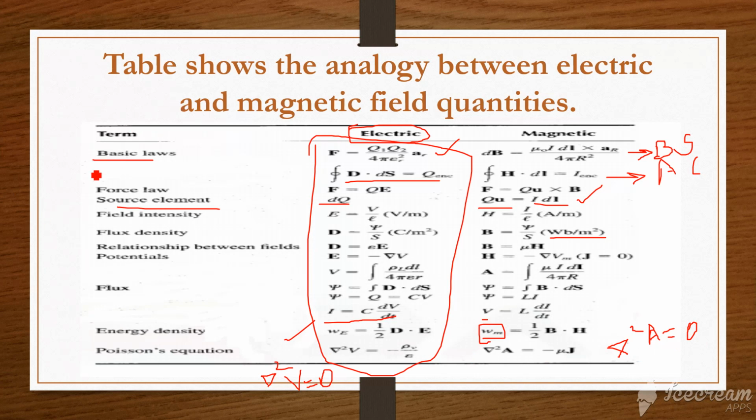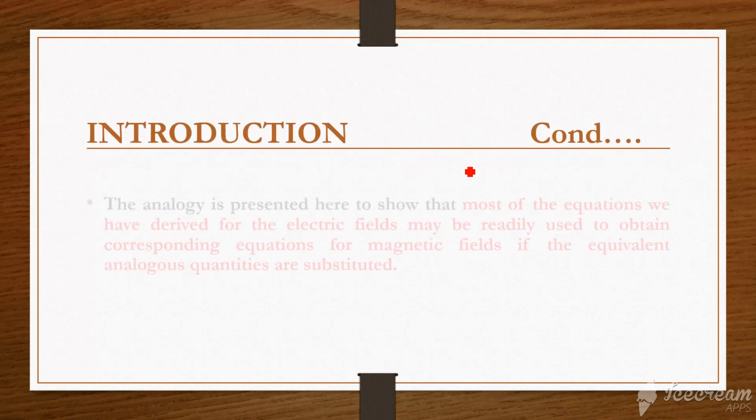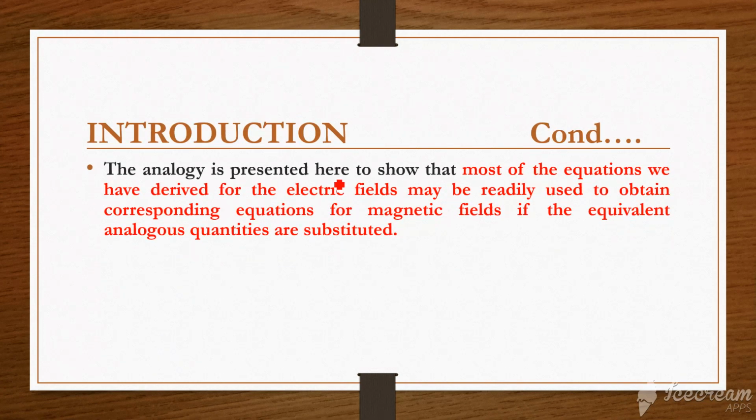This is the Laplace equation with respect to the magnetostatic field. In this unit, in future videos, we will derive all the equations related to the magnetostatic field. The analogy is presented here to show that most of the quantities we derived for the electric field may be readily used to obtain the corresponding equations for magnetic fields if the equivalent analogous quantities are substituted.